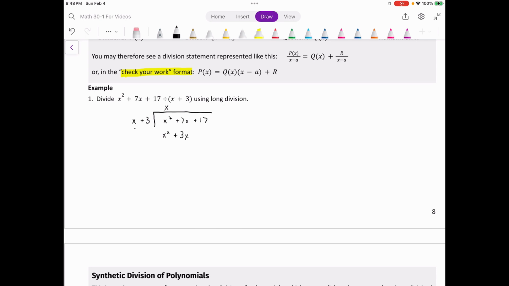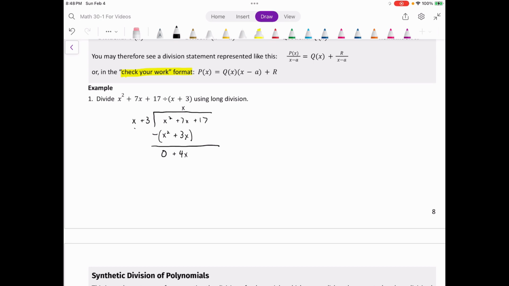So divide, multiply, subtract now. And again, I like to put brackets around it just to make sure I remember I'm subtracting that whole thing. Okay, so x squared minus x squared is 0. Is that a good sign or a bad sign? That is a good sign. We should always get 0 for that first part there. And then 7x minus 3x is going to be positive 4x.